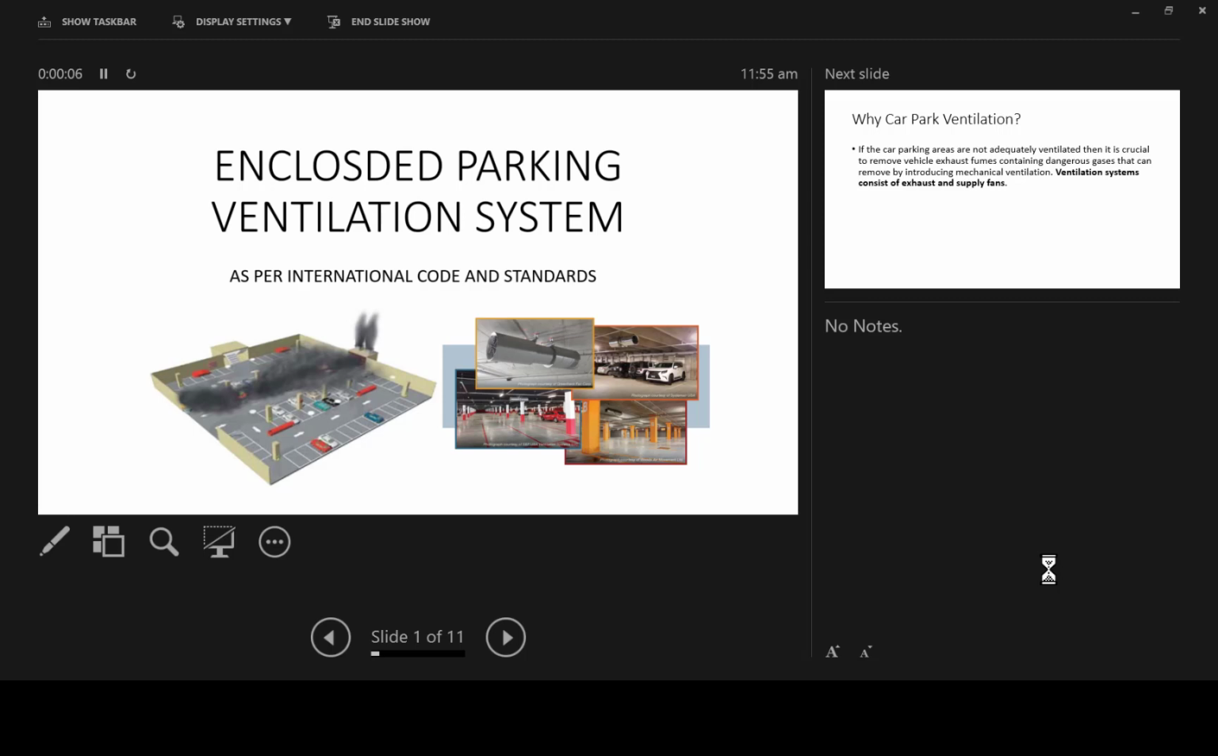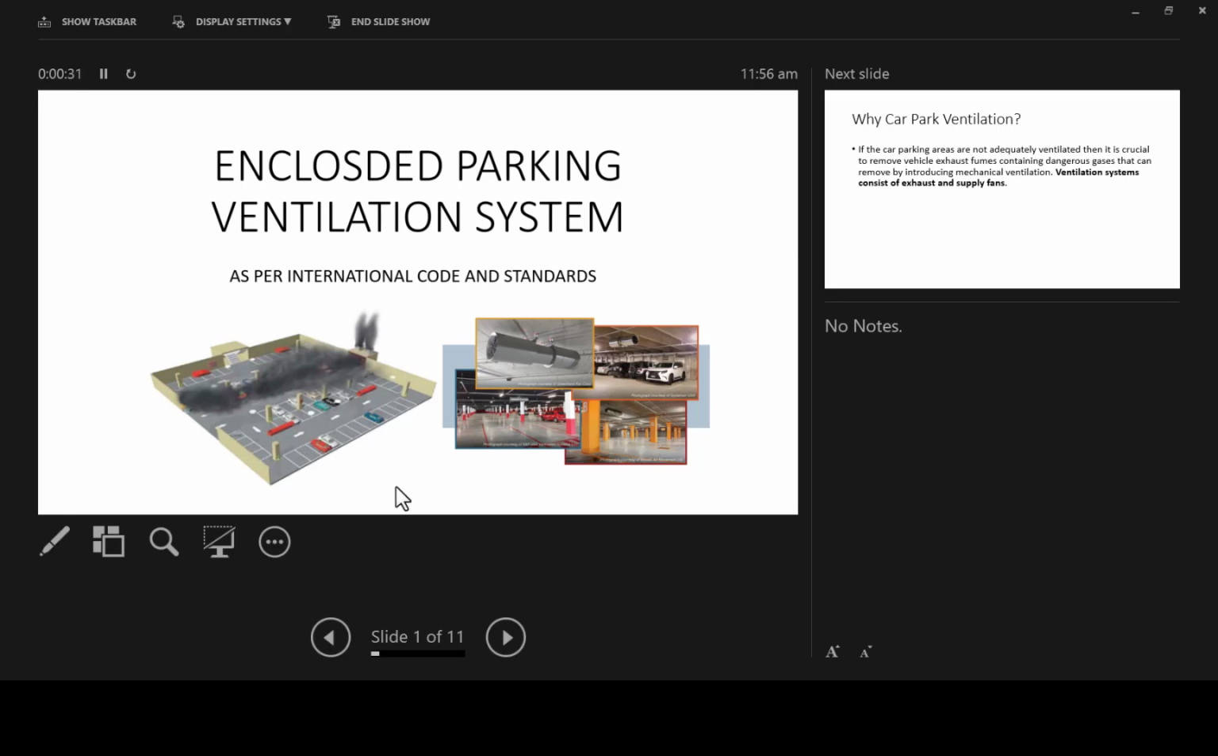Today our topic is how to design an enclosed parking ventilation system, or you may call it a basement ventilation system, because nowadays all parking systems are in basements, so we need to ventilate that basement in case of fire and in case of smoke exhaust from the cars.